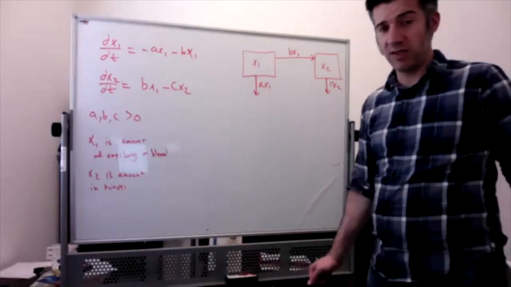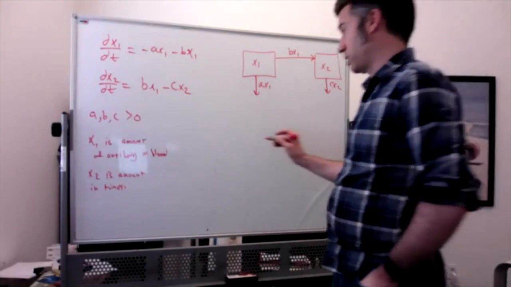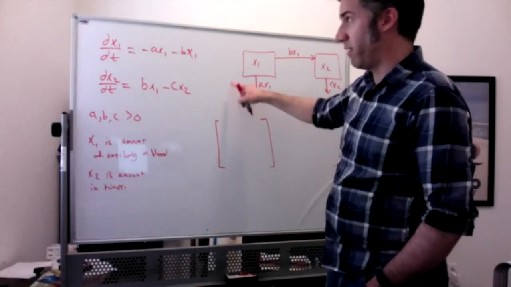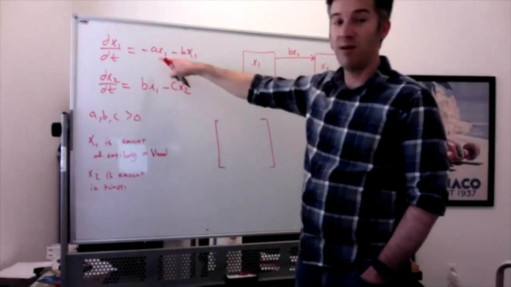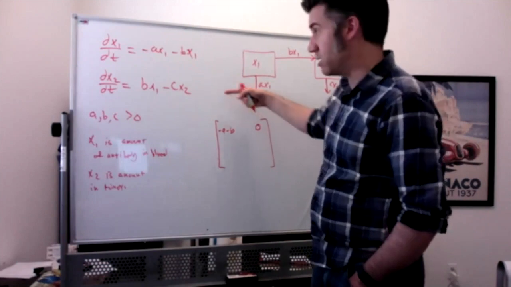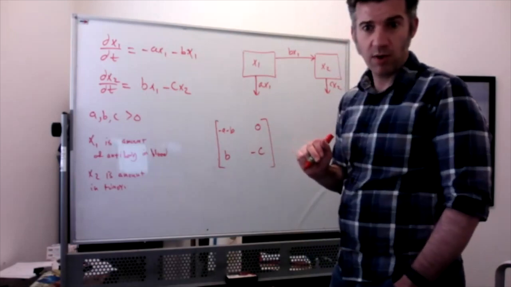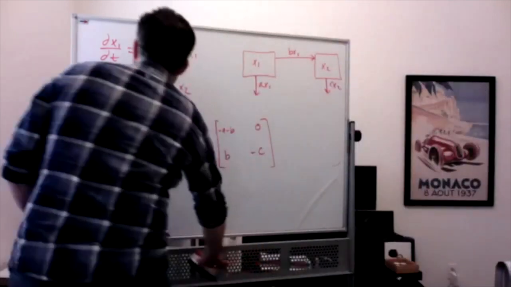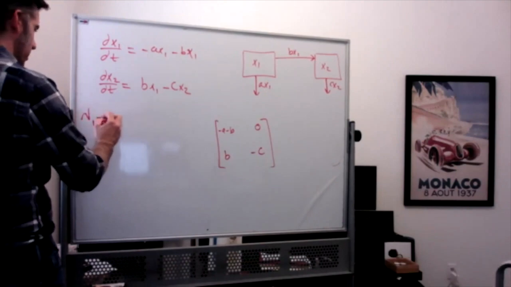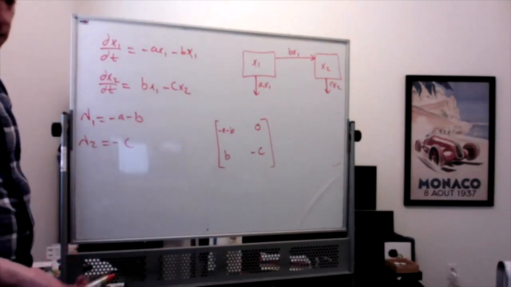Let's go ahead and solve the system. This is going to be a little bit more challenging to solve because we're just given letters a, b, and c. So let's write our matrix here. Coefficient of x1, coefficient of x2. So the coefficient of x1 is minus a minus b. Coefficient of x2 is 0. In the second equation, the coefficient of x1 is b. Coefficient of x2 is negative c. Well, we can certainly find the eigenvalues right there. So the eigenvalues are negative a minus b and negative c. Well, that's not too terrible.